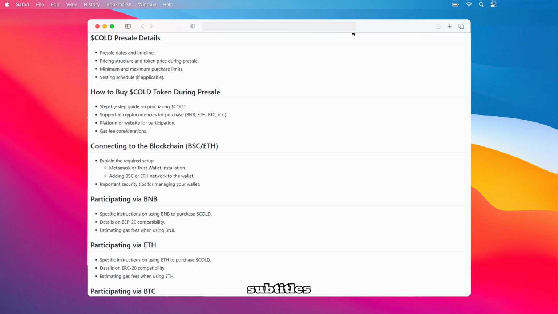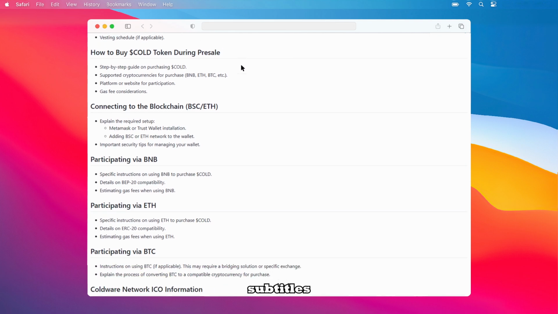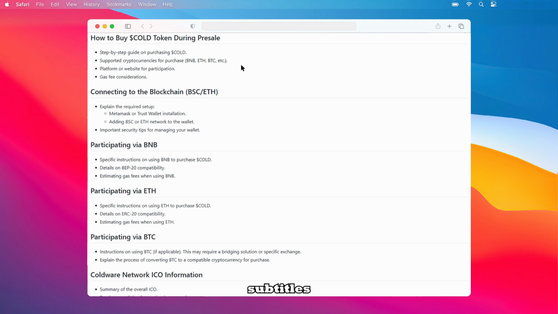Let's walk through the process of buying $COLD tokens during the presale. We'll cover a step-by-step guide to make sure you know exactly what to do, as well as the supported cryptocurrencies you can use for the purchase, including BNB, ETH, and BTC. We'll also identify the specific platform or website where you can participate in the presale, and, importantly, we'll discuss gas fee considerations, so you can factor that into your overall investment.